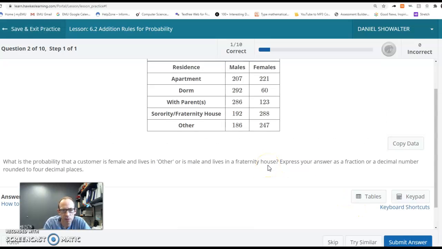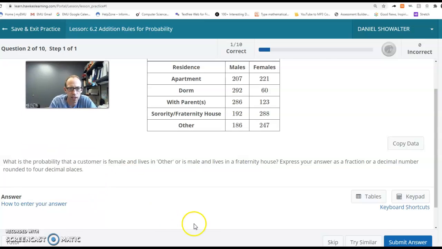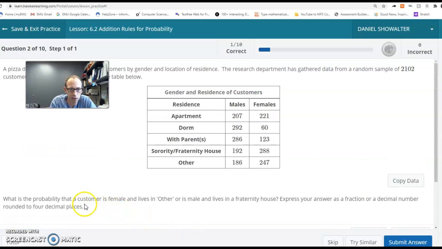Okay, what about this one? What about if we have a chart and we want to know if the customer is female and lives in other. So female and lives in other, that'd be 247. Or is male and lived in fraternity? This is kind of an odd question, but that would be right here. And it's an or, so we would need to take this plus this here. So it could be this or it could be this. We need to add these two numbers and divide by 2102.